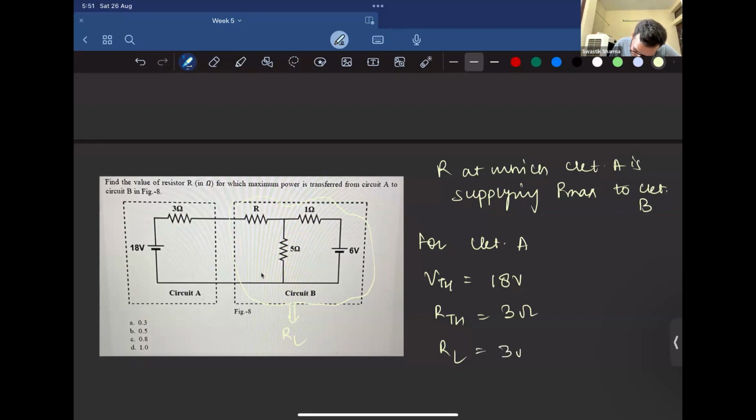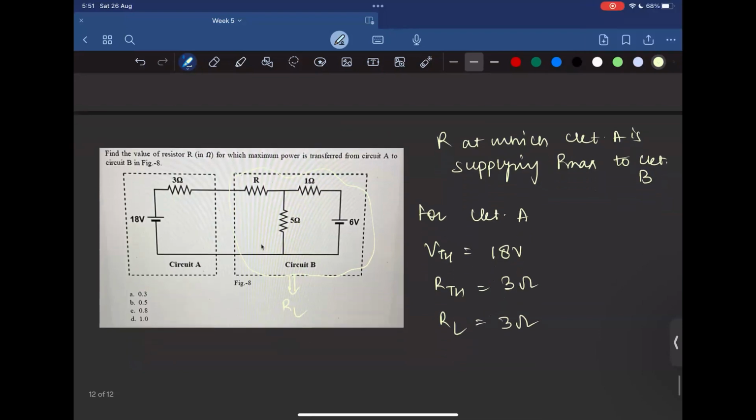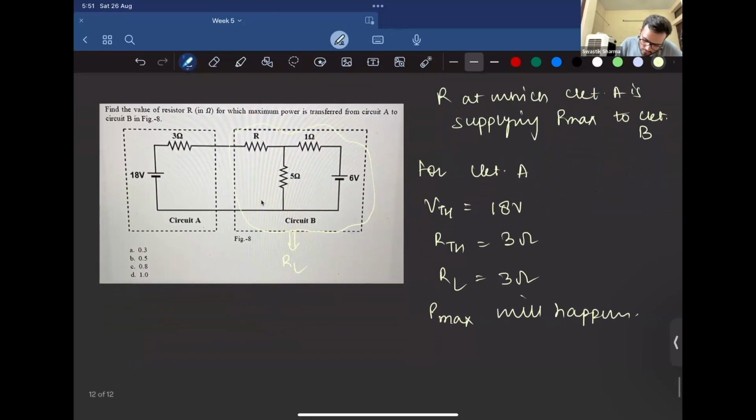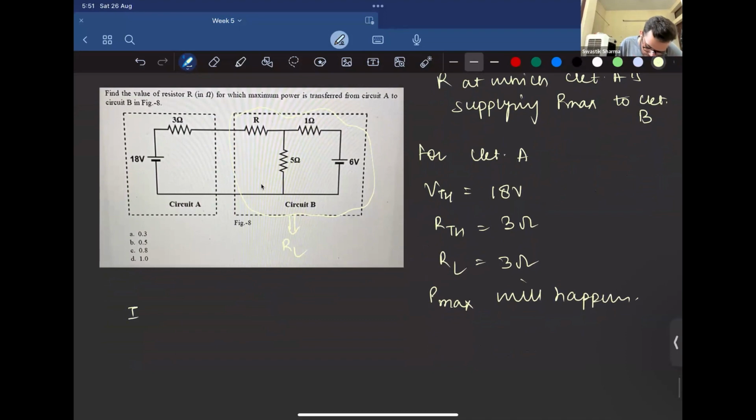It's 3 ohm, right? That's when Pmax will happen, right? So now let's calculate I. For that matter, the current I coming out from that circuit would be, let's call it IS. What would be IS? VTH upon RTH plus RL, right?